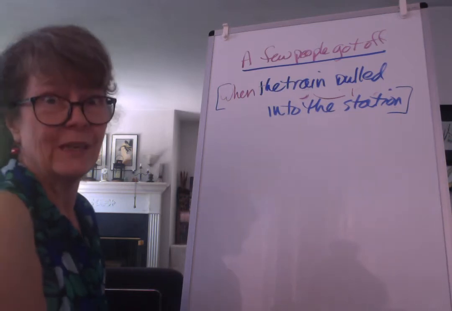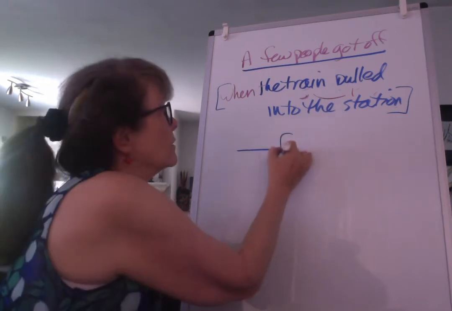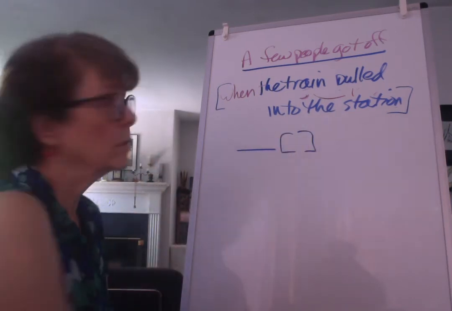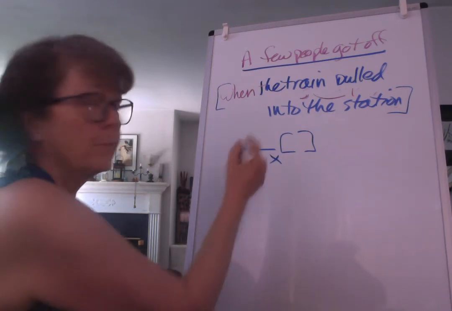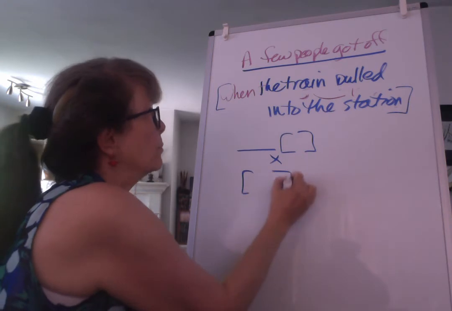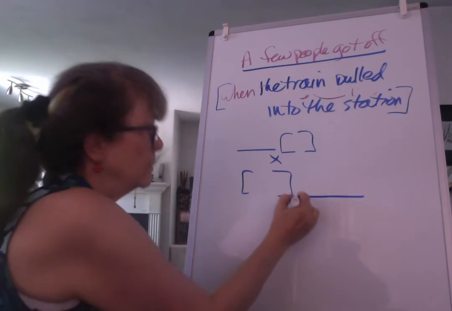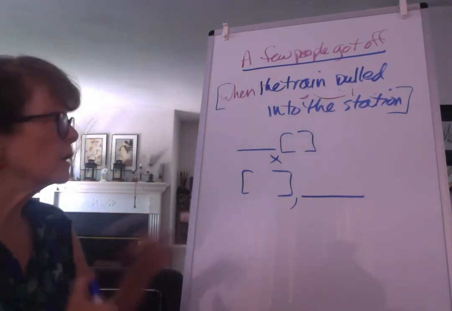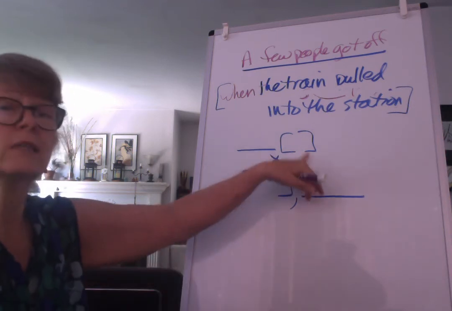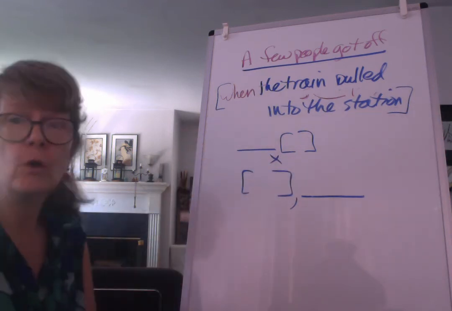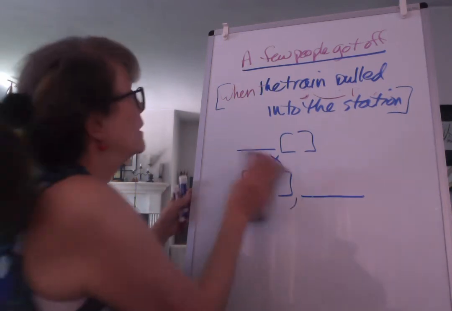Now the difference is, here the main clause comes first and the subordinate clause comes second. So we do not put a comma there. In the previous sentence, when the train pulled into the station, a few people got off. When the subordinate clause comes before the main clause, we have to put a comma there. When the subordinate clause comes after the main clause, no comma. Okay? All right, let's try a couple more.